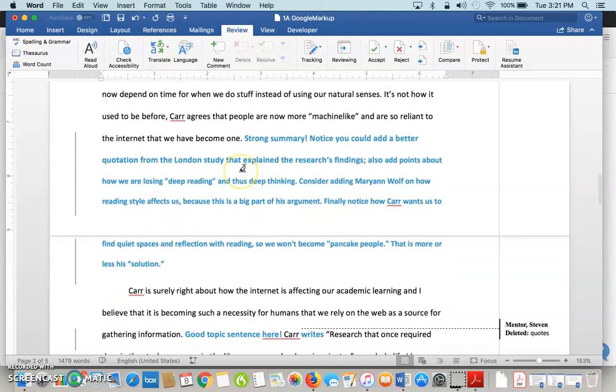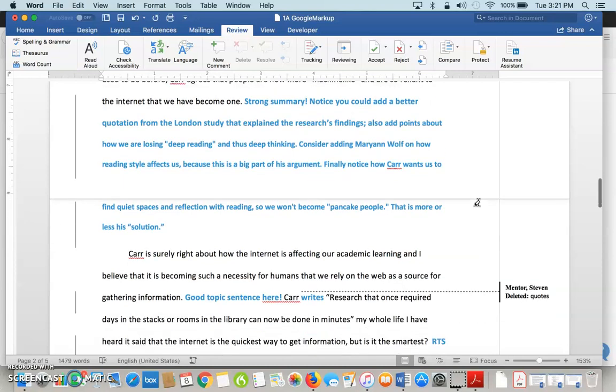What I say down the bottom is, strong summary. Notice you could add the better quotation from the London study. Also, they keep talking about deep reading and deep thinking. Maybe use those strong concept words. And finally, Marianne Wolf is the one that talks about reading.